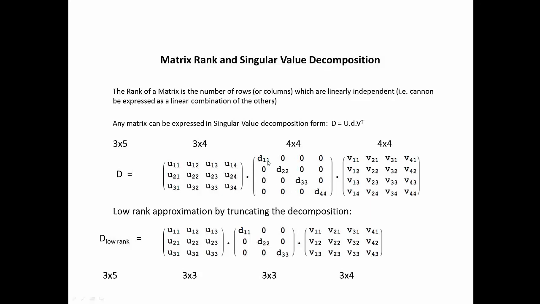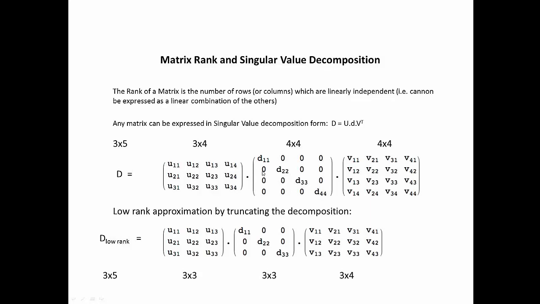And the middle part D is what's called the singular values down the diagonal. So this is a kind of scaling parameters. Now the number of non-zero singular values is the rank of the matrix. So here the matrix has rank 4 if all of these values are non-zero.